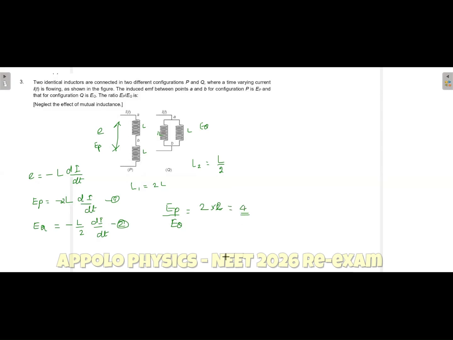So I think this answer is not given in the options. Option 1 is 1 by 4, option 2 is 1 by 2, option 3 is 1, option 4 is 2. Actually, no matching answer is found. The answer is 4. The ratio of EP by EQ is 4, which is the correct answer.